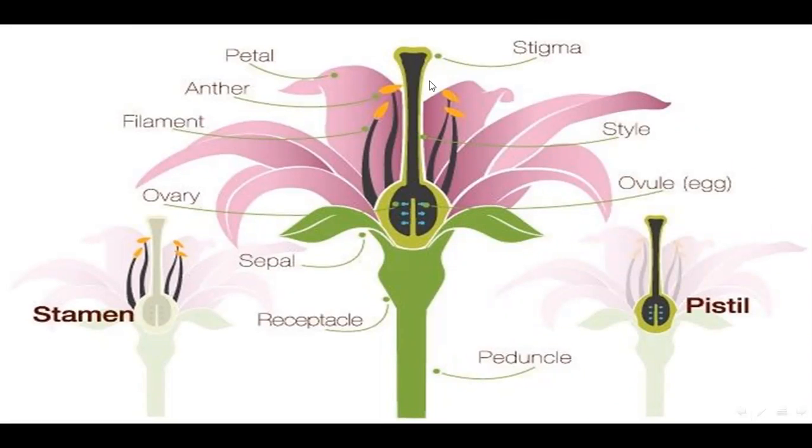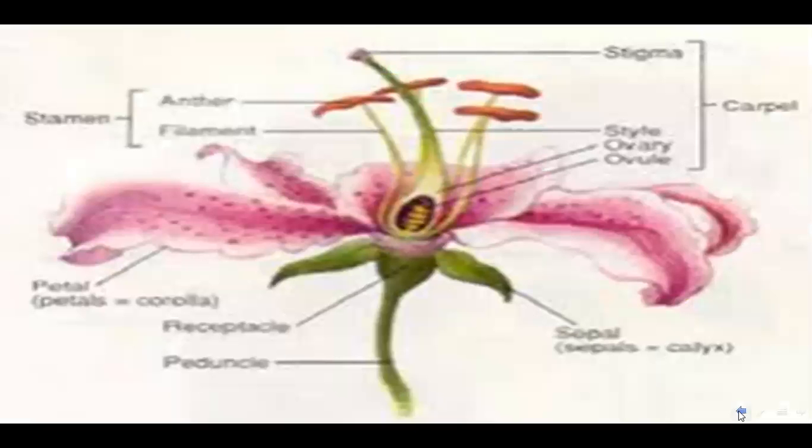Same one: stigma, style, and ovary. Just remember these parts: anther and filament. Petals: this colored part is called petal, and the leaf-like structure is called sepal. Again, here you see anther, that one is called filament, stigma, style, ovary, petal and sepal.